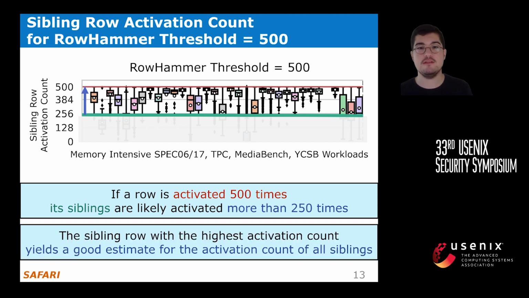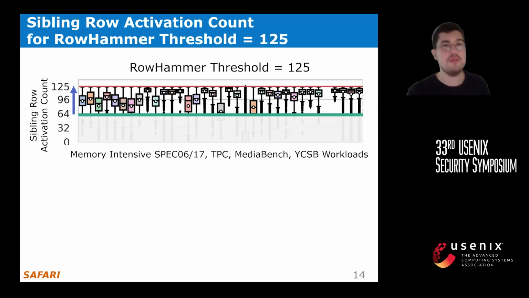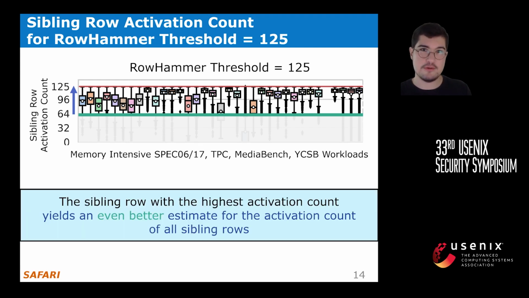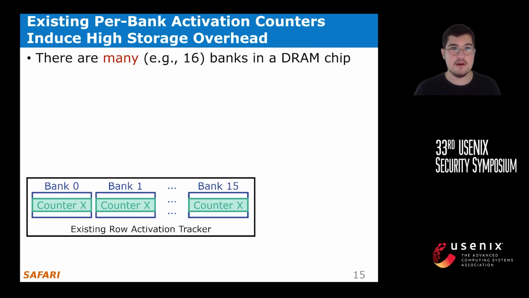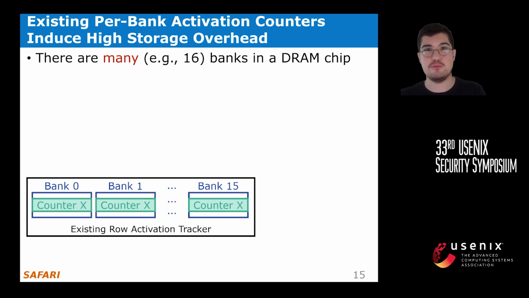Therefore, if we can track the sibling row that is activated the most, it could give us a good estimate for the activation count of all of its siblings. We repeat this analysis for smaller RowHammer thresholds, and you find that the key observation is more prominent as the RowHammer threshold reduces. Let me now quickly introduce an important problem of existing per bank activation count-based preventive refresh-based mitigation techniques.